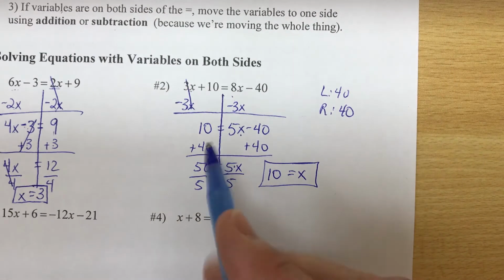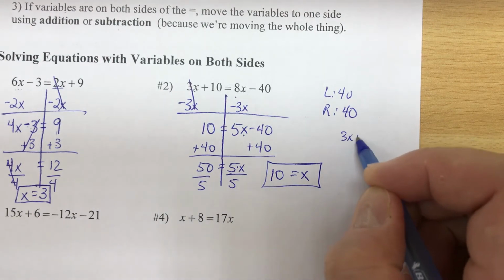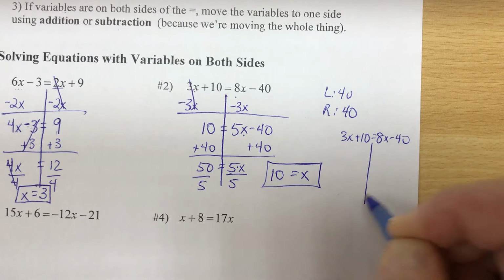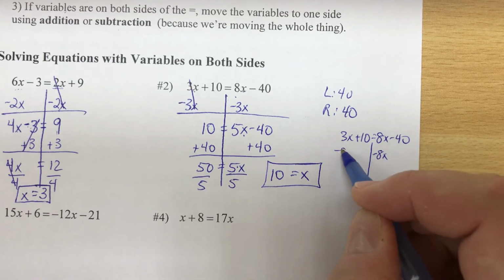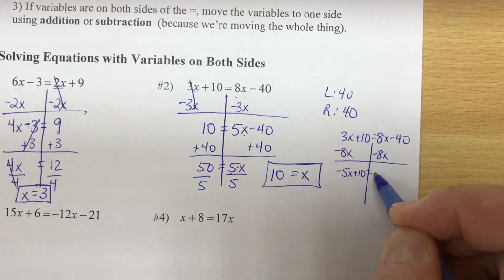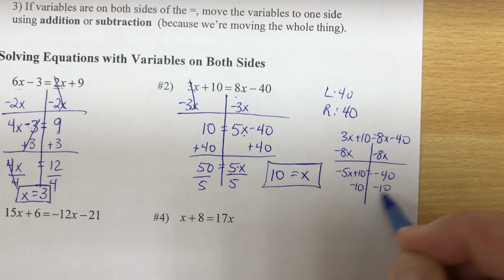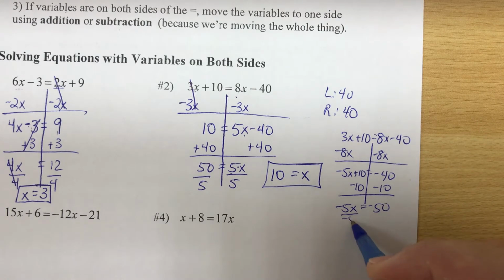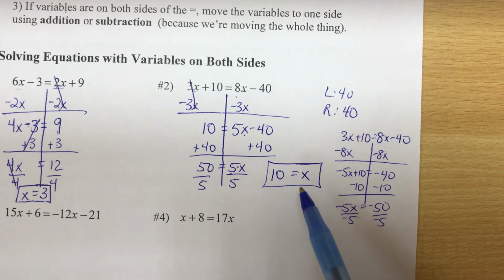Now you might be asking, well, what if I wanted to move the 8x first? Could I have done that? The answer is yes. I would have subtracted the 8x. It's a positive 8x, so I would subtract it. And what I get is negative 5x plus 10 is negative 40. I would go minus 10, move that constant to the right. Negative 5x is negative 50. Divide by negative 5. Negative divided by negative. We get the same answer.